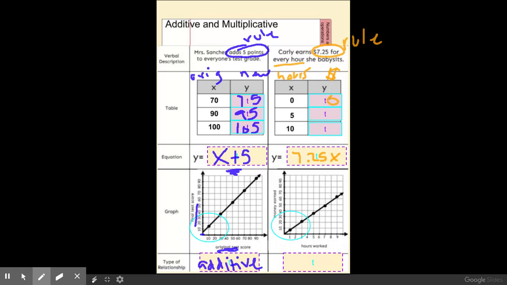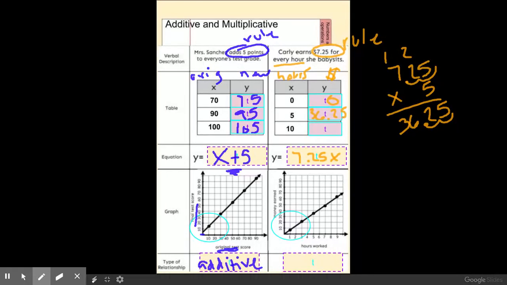If Carly works for 5 hours, we're going to have to do some multiplying. So we're going to do 7.25 times 5. 5 times 5 is 25. 5 times 2 is 10, plus 2 is 12. 7 times 5 is 35, plus 1 is 36. We're going to move this 2 decimal places, so 1, 2. And it's going to be $36.25.